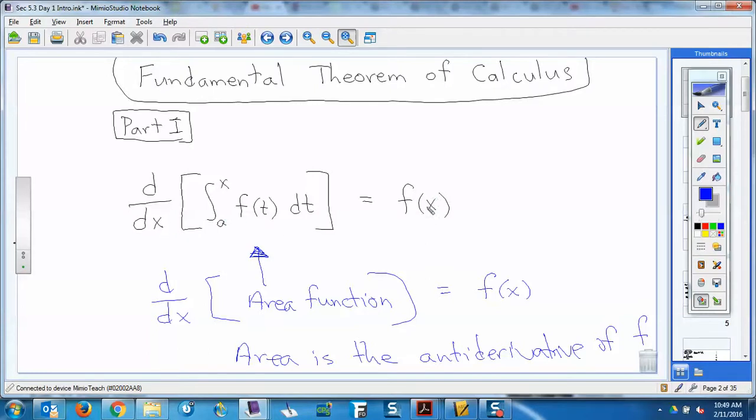Notice there's an x in there, right? Because when we do the area function, we use t in here because we're using x for this. But when we do the area function, remember we write it A of x or big F of x or something, and it's with respect to x. So when we get this out here, we're going to have that.